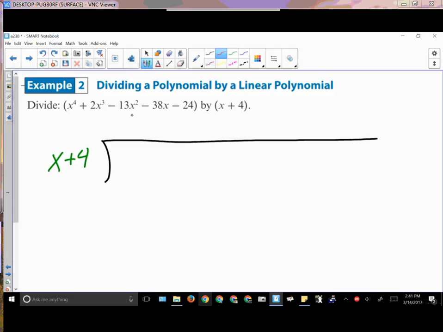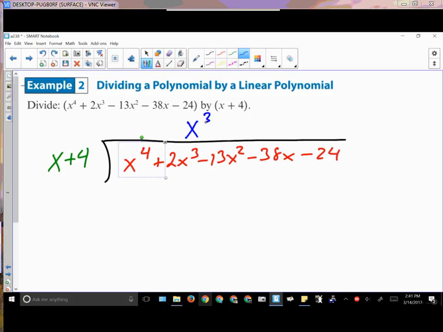Want to make sure that I have everything written down here, so that's x to the 4th plus 2x cubed minus 13x squared minus 38x minus 24. Now we are ready to begin. And we are going to start with exactly the same process as we did before. What must I multiply x by to get to x to the 4th power? Well, that would be x cubed. So x cubed multiplied by x gives me x to the 4th.